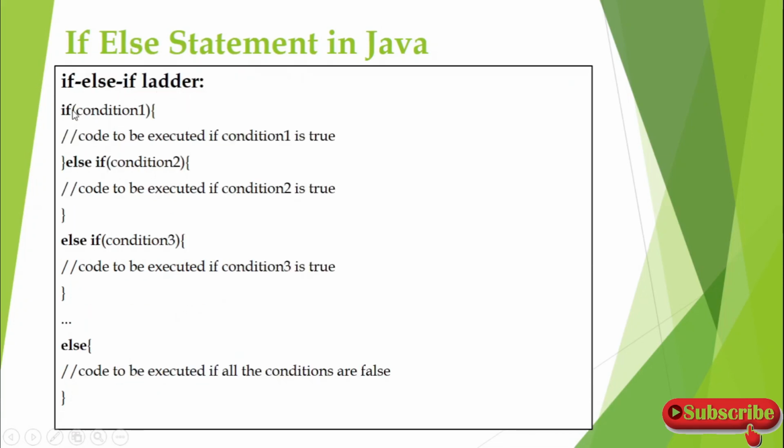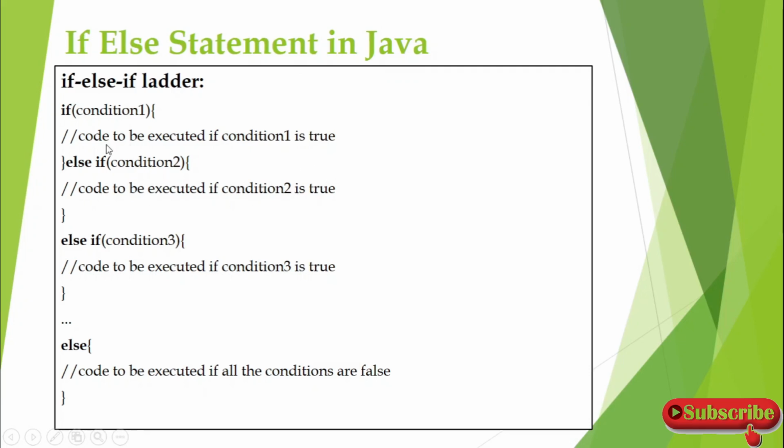It's nothing but you can keep on giving many conditions, and based on the condition which is getting true, it will execute the code. So for example, here you have an if condition, and it will check whether condition 1 is true. If it is true, then it will execute the code inside the if block. If condition 1 is false, then it will come to the else-if condition 2, and here it will check whether it is true or false. If it is true, it will execute this block.